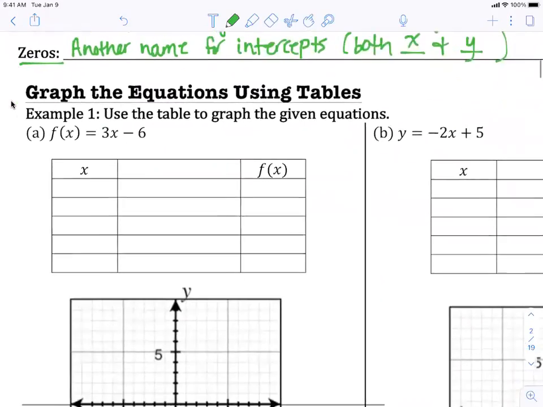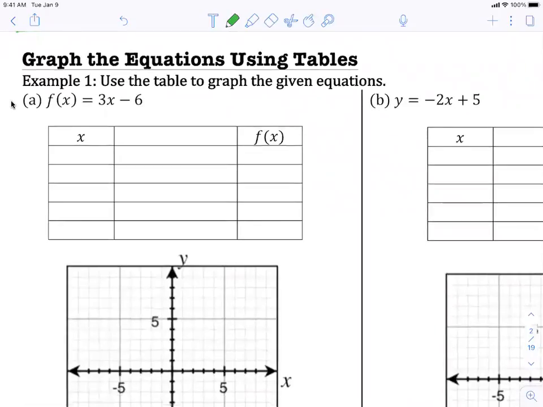So let's actually get into the graphing aspect for today. When we start graphing linear equations, we're going to start by creating a table. There are other ways that we can go about graphing equations, and some of those ways you guys already know, but we're going to start with the most basic way of graphing functions out there, and that is to make a table.